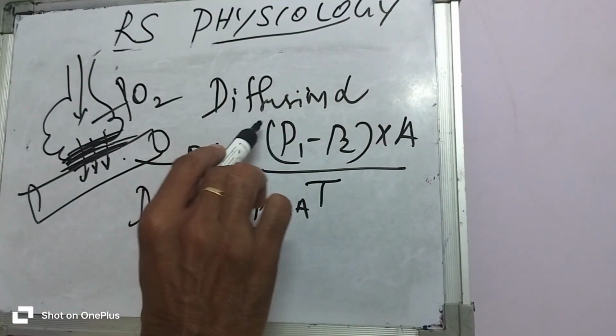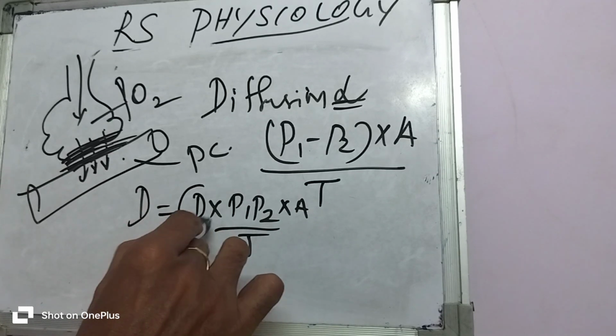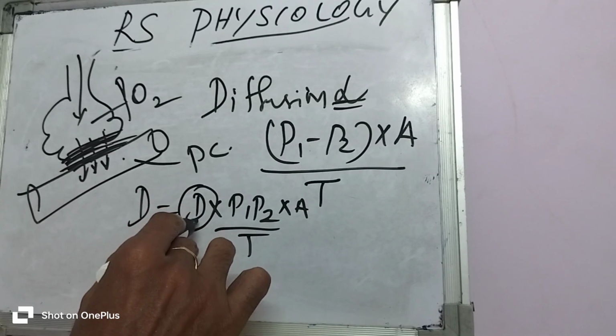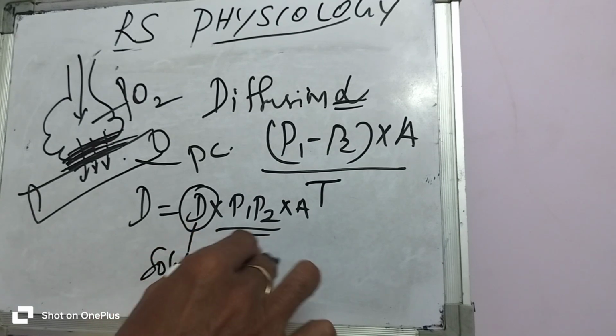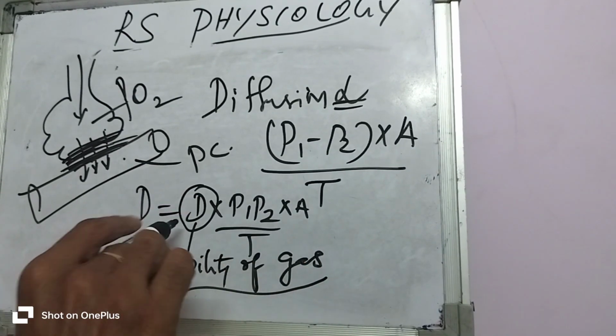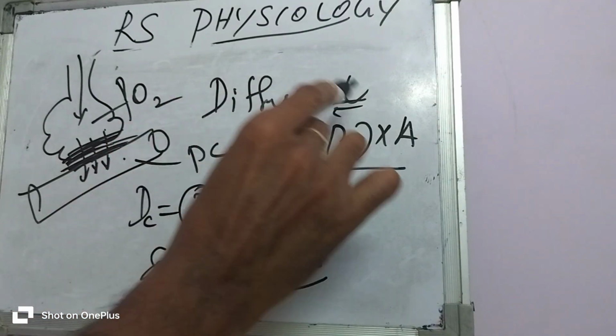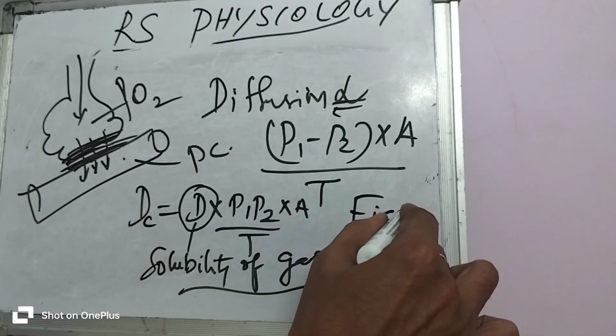Now this diffusion proportionality symbol is removed by using a constant D. This D stands for the solubility of the gas. The more the gas is soluble, the more will be the diffusion capacity. This formula is called Fick's law of diffusion.